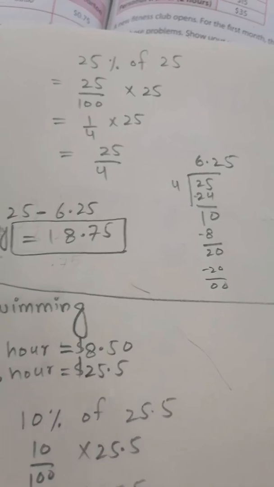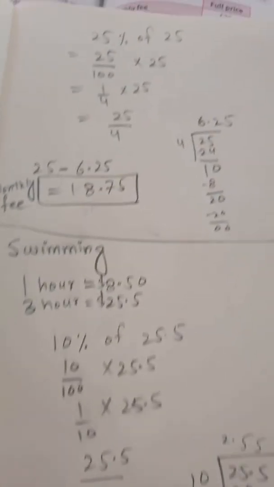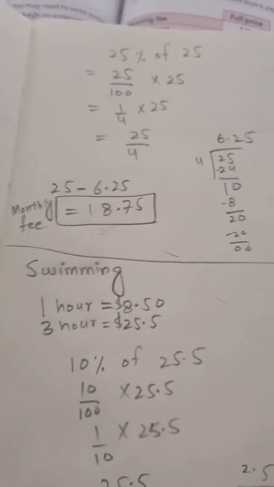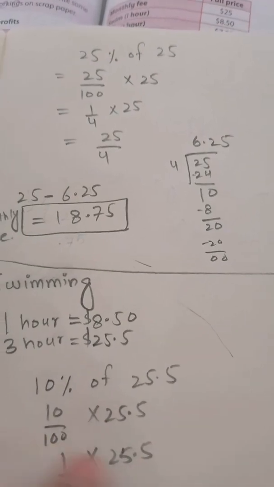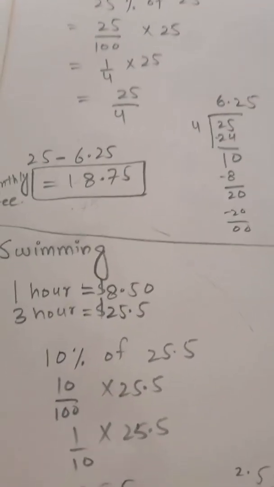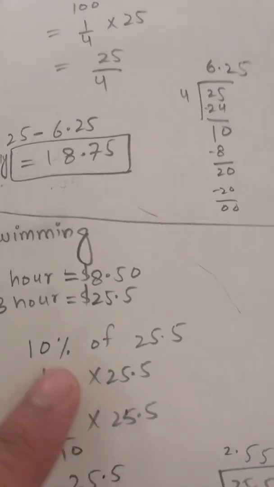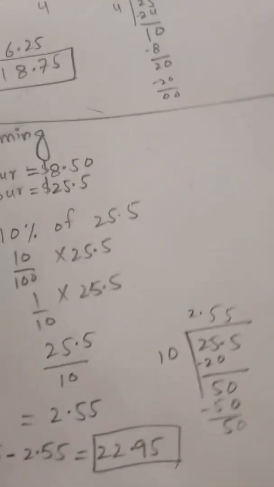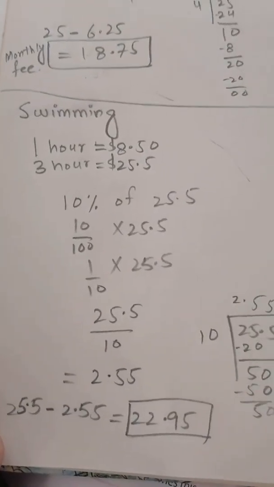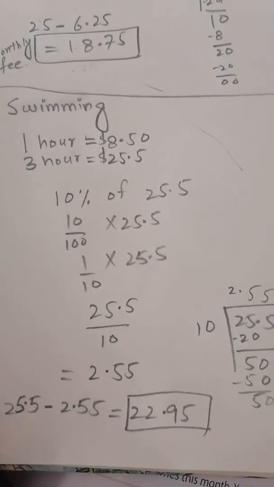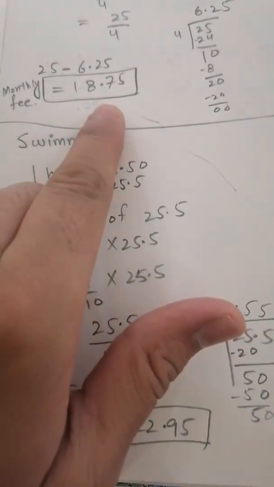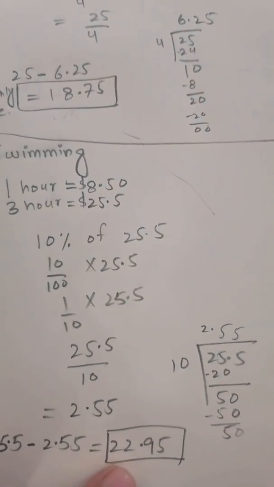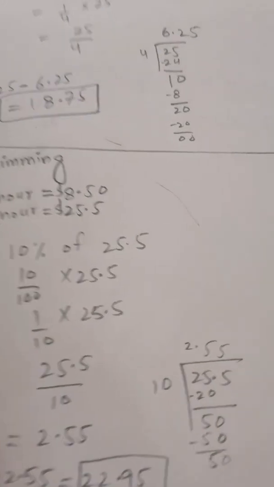Then he visited the swimming 3 times, and each time he visited, he spent 1 hour. The price for 1 hour is $8.5. For 3 hours it is 25.5, but it says 10% is the discount. So 10% means 10 by 100, off means multiply, and 25.5. You will do this math. You will find that he just needs to pay $22.95. So for the monthly fee he will pay 18.75. For swimming he will pay $22.95. Now the fitness classes.